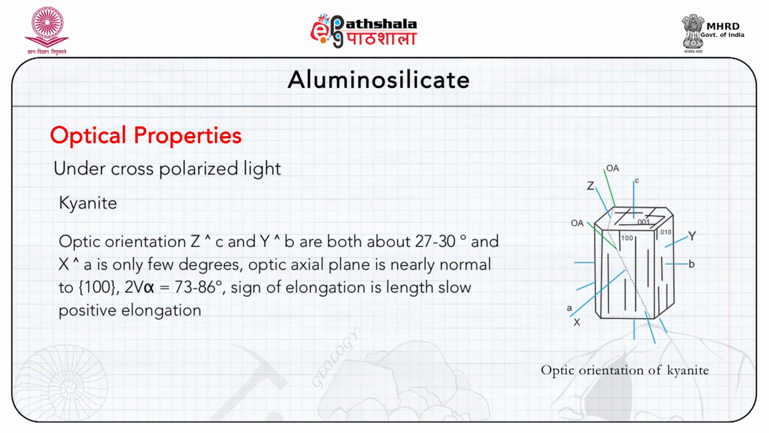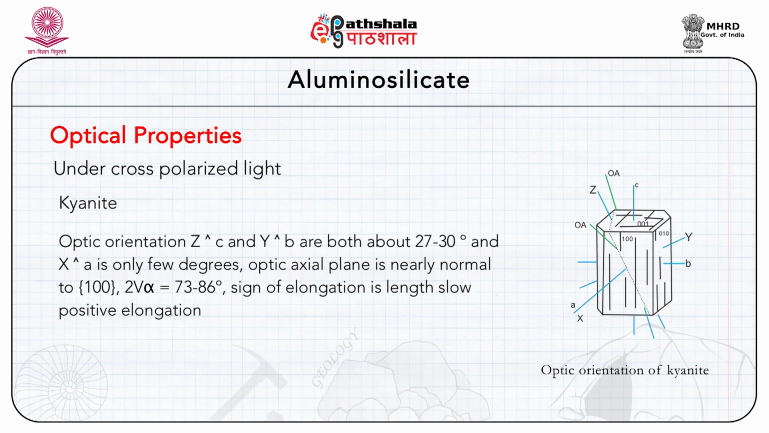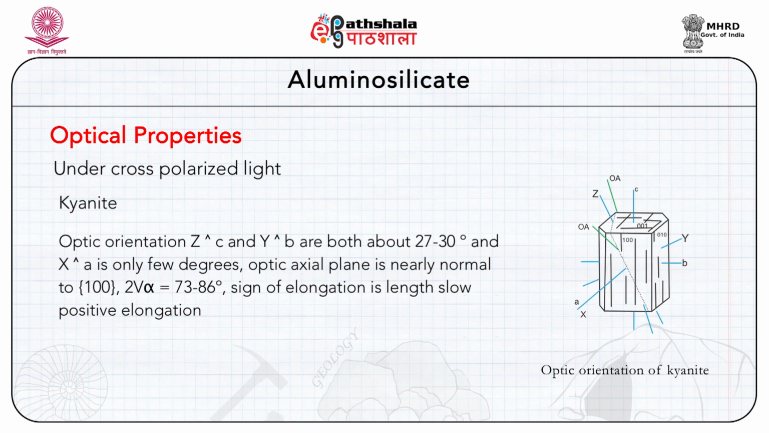Optic axial plane is nearly normal to the 100 face. The 2V angle is equal to 73 to 86 degrees. Usually shows positive sign of elongation, that is, length slow direction.